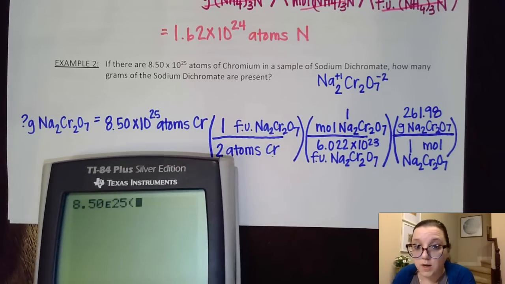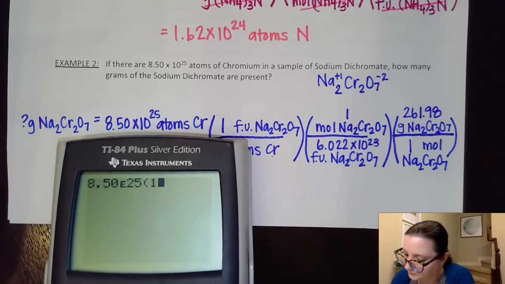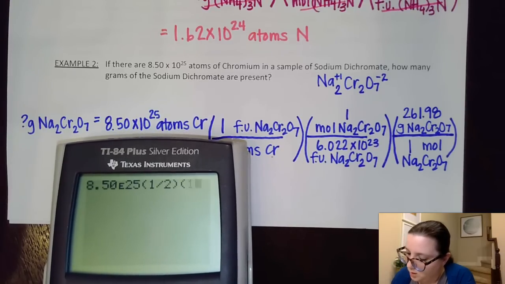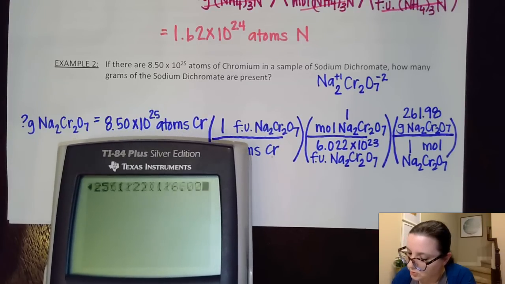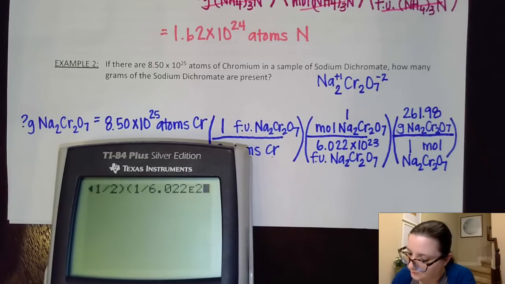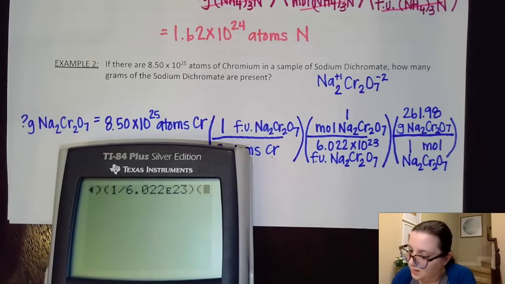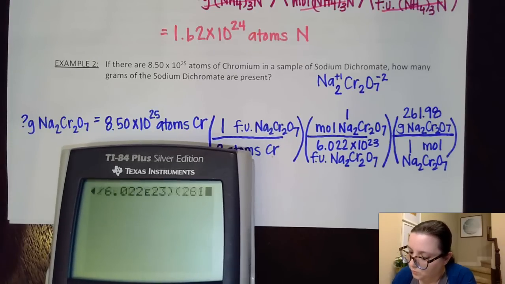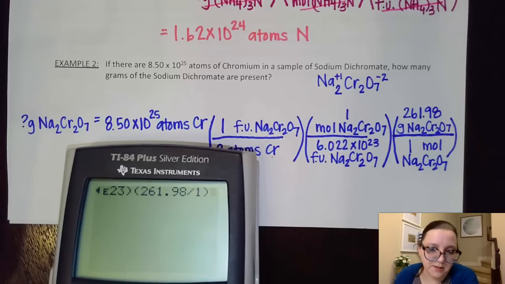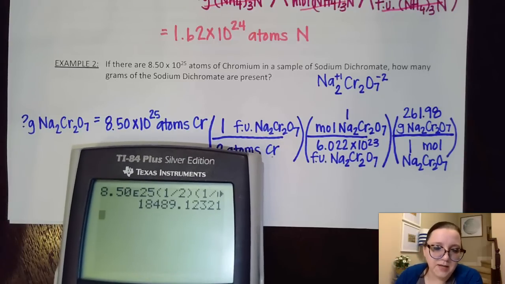I have 1 over 2. I have 1 over 6.022 times 10 to the 23rd, and then I have my 261.98 divided by 1, which of course doesn't do anything, but sometimes I like to just go ahead and plug it in anyway, can't hurt.